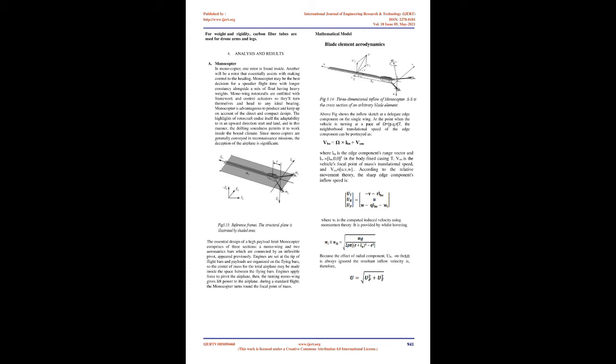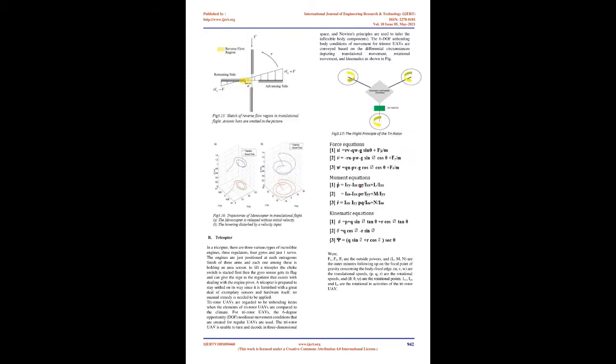The features of the rotorcraft include the ability to vertically take off and land, and in this manner, the hovering stability allows it to work inside a confined environment. Since monocopters are generally deployed in reconnaissance missions, the concealment of the aircraft is significant. The basic design of a high payload capacity monocopter consists of 3 sections, a mono-wing and 2 aeronautics bars which are connected by a rigid pivot, shown previously.